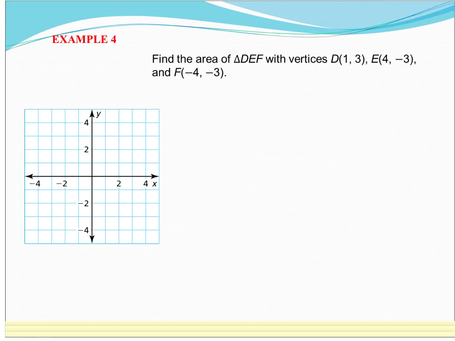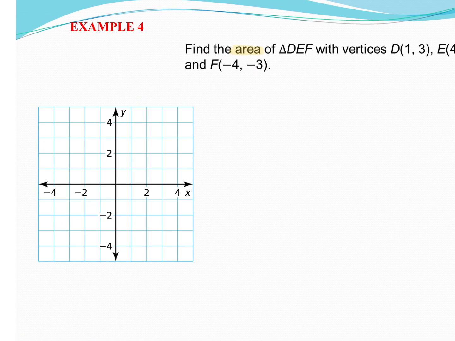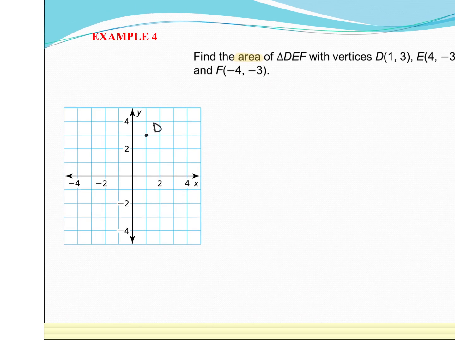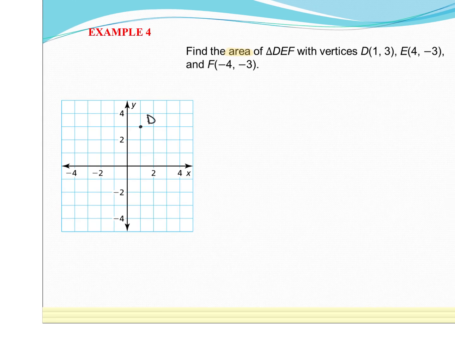All right, now this question is asking for area. That's what they're asking us for. It says find the area of triangle DEF with vertices D, E, and F. So again, same thing. First thing we have to do is graph our points. So D is 1, 3. Oops, not negative 1. D is positive 1, 3. E is 4, negative 3. And F is negative 4, negative 3.